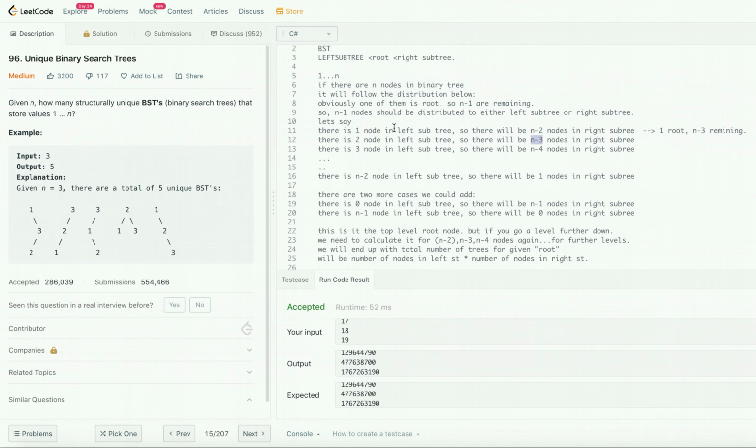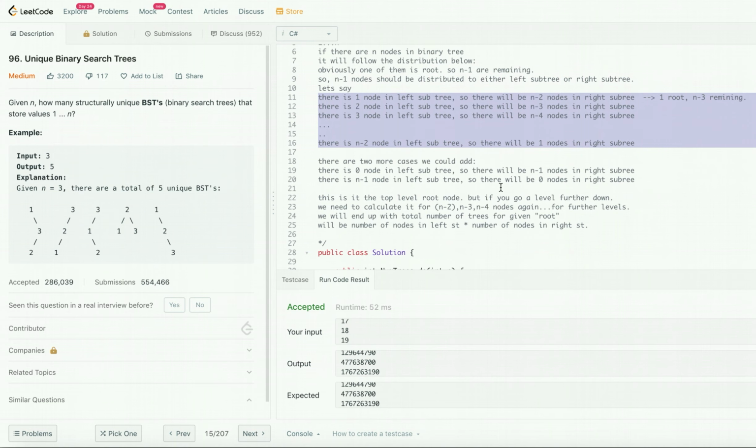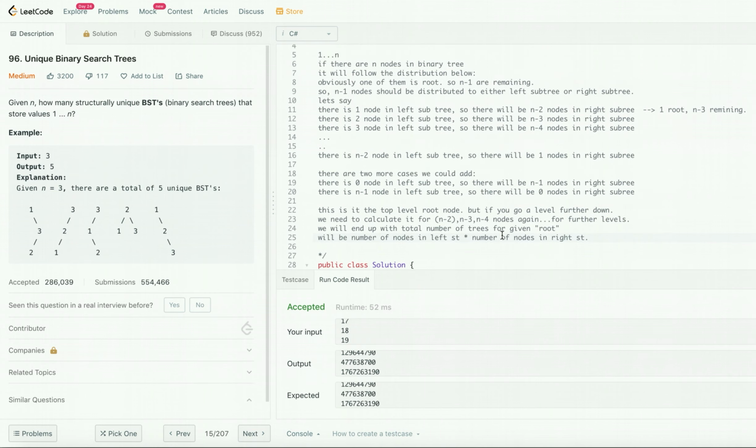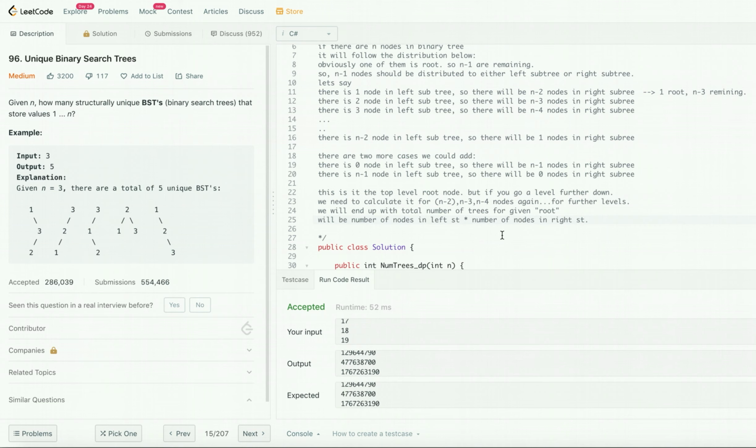If we go further and dive into all these different options, we will end up with this formula: the number of trees in the left subtree times the number of trees in the right subtree for a given n. So this is the approach that we are going to use in order to solve this particular problem. This is one approach, and we will come back for the second approach. This is the first approach we are going to look at the code for.